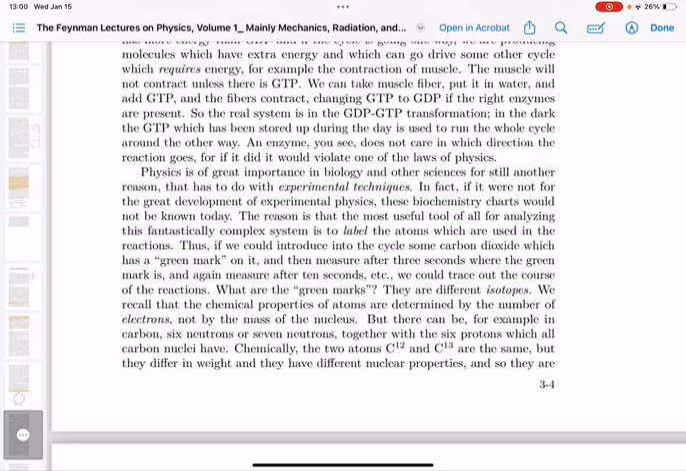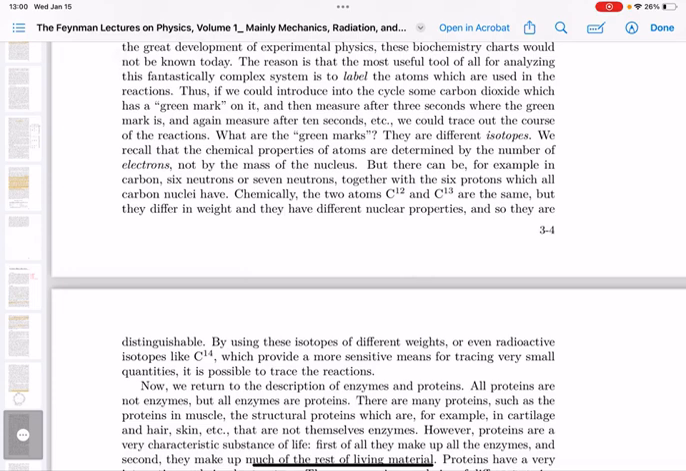Physics is of great importance in biology and other sciences for still another reason. That has to do with experimental techniques. In fact, if it were not for the great development of experimental physics, these biochemistry charts would not be known today. The reason is that the most useful tool of all for analyzing this fantastically complex system is to label the atoms which are used in the reactions. Thus, if we could introduce into the cycle some carbon dioxide which has a green mark on it, and then measure after 3 seconds where the green mark is, and again measure after 10 seconds, etc., we could trace out the course of the reactions. What are the green marks? They are different isotopes.